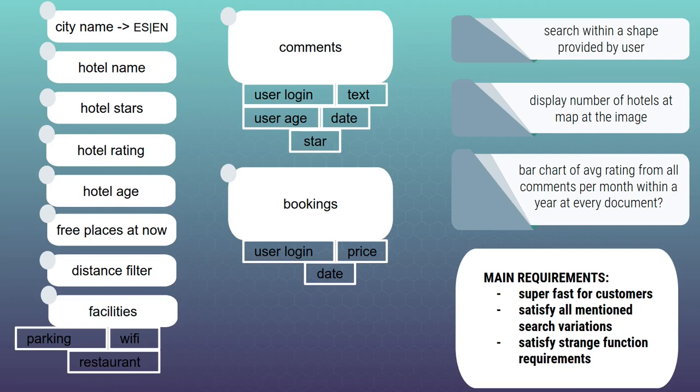Here we will concentrate only on the query by itself, and our main task is to be able to process all search combinations that can appear as a consequence of user actions. First, I propose to refresh in our minds our task and the data we are going to search in. So here we see that search can be done by city name, hotel name, stars, rating, age, free places at the moment, some distance filter, some facilities. So now let's return to the solution.